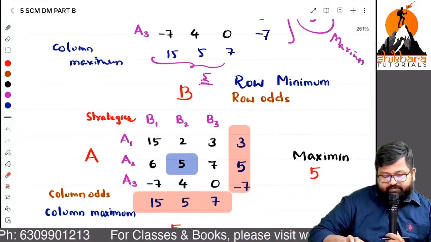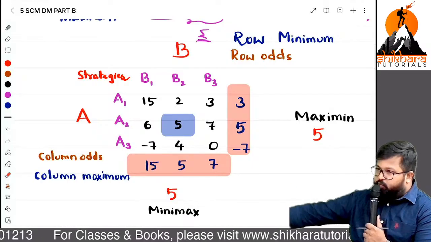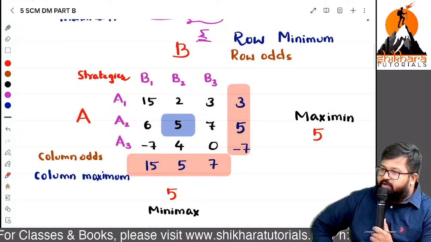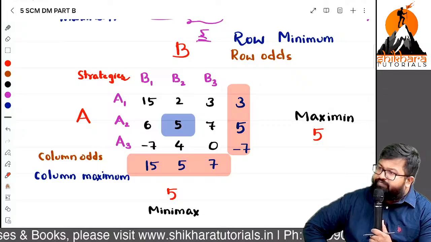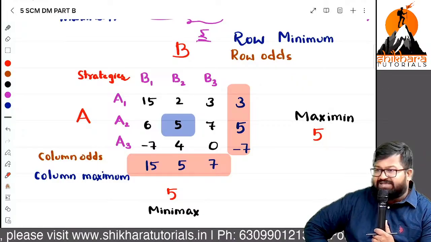I am showing the steps. Sir, I identified with the different colors so that I can show to you. That's all, nothing more than that. Now, can you tell the strategies for player A? What is the strategy for player A? For player B? Sir, player A's strategy is to maximize the gain.